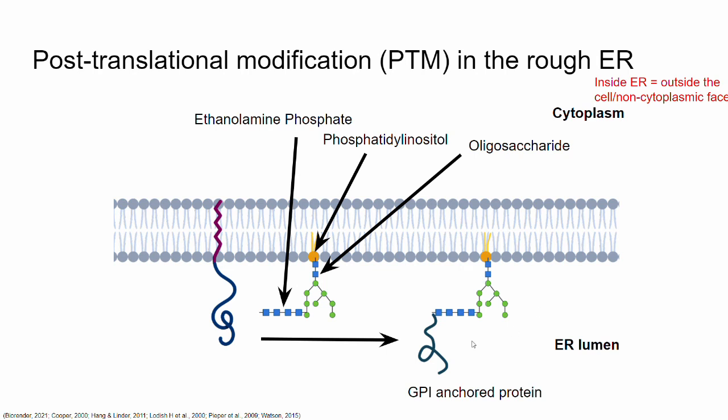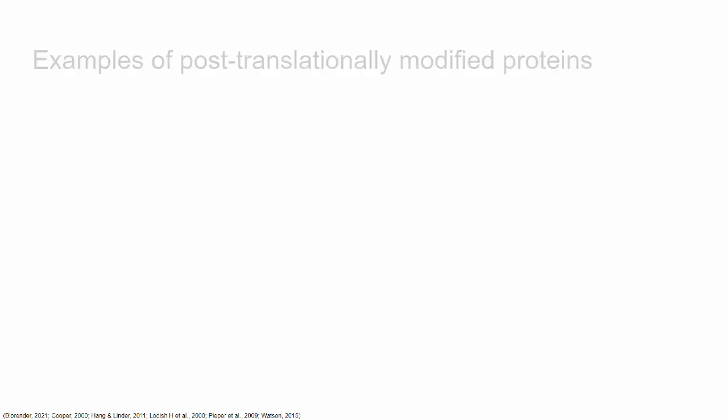In this case, this is most likely transferred to the cell membrane. So this protein is most likely made for the cell membrane because it will be attached to the outer leaflet of the cell membrane. Because as I said before, inside the ER is outside the cell, or the non-cytoplasmic phase. In this case, as I said, this is most likely synthesized for the outer leaflet of the cell membrane, as we're going to see in the example on the next slide.